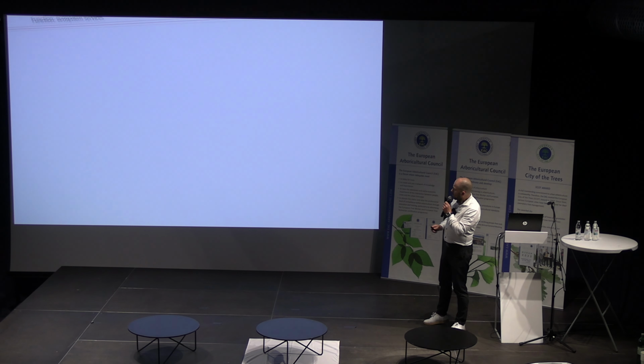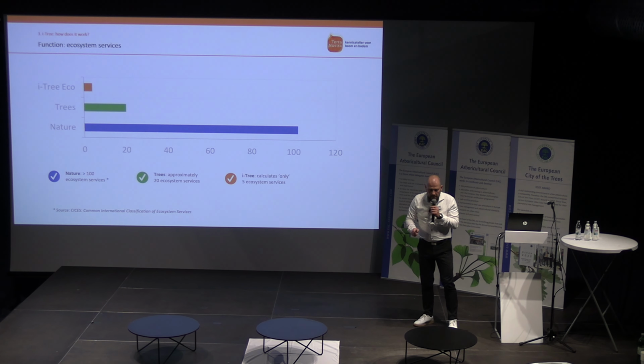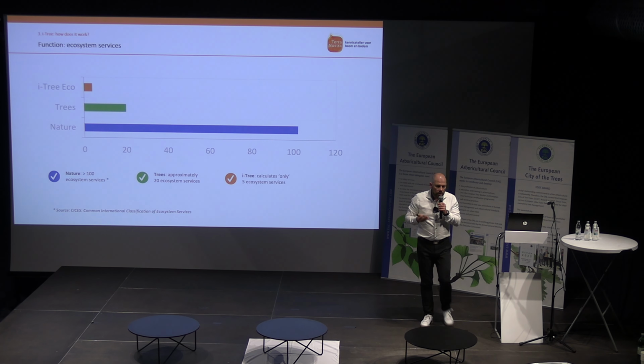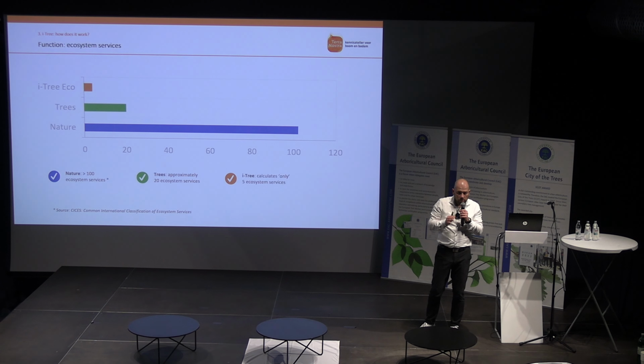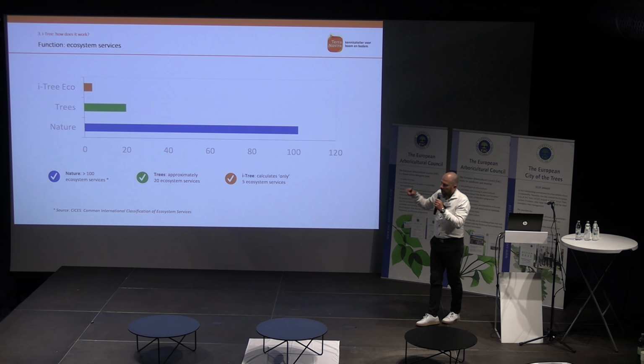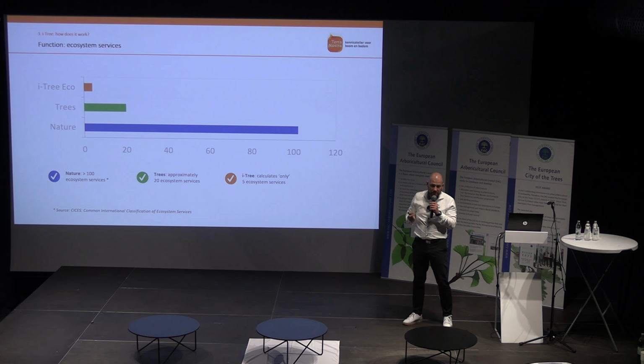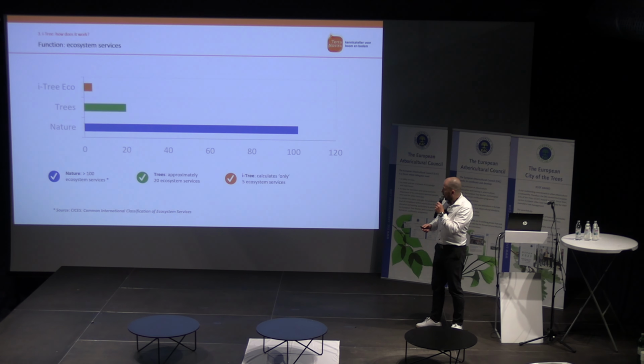And when we talk about function, we have to realize that when we talk about ecosystem services, and this is data from CICES, the Common International Classification of Ecosystem Services, we know that nature provides us over 100 ecosystem services. Out of them, about 20 are specific for trees, and with i3 we can only calculate 5. So that's something we have to keep in mind when we do the analysis. There's much more eco-benefits that trees provide us than i3 can calculate, but still I believe it's very helpful.